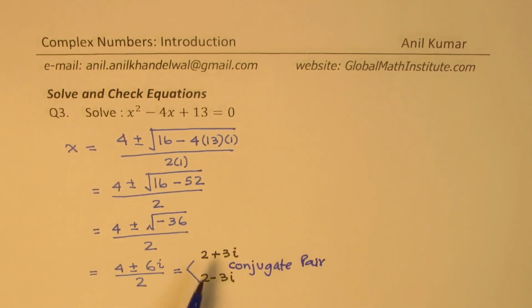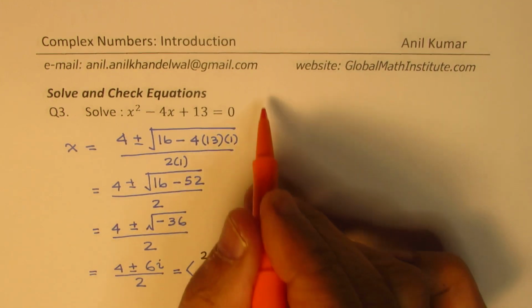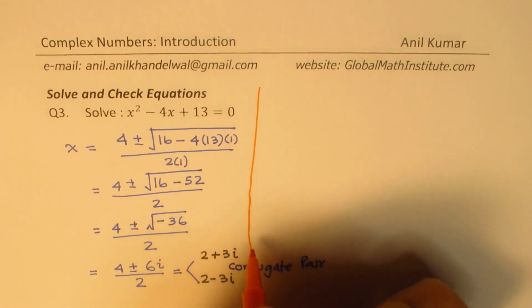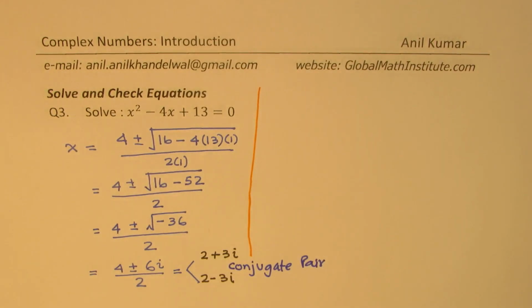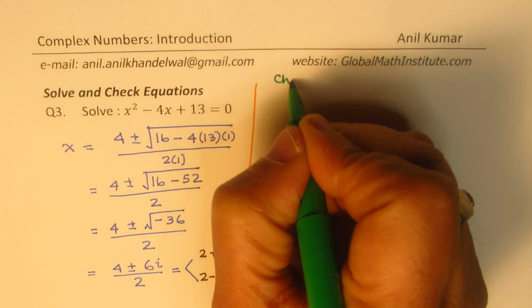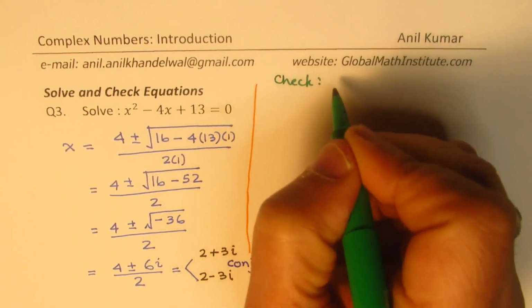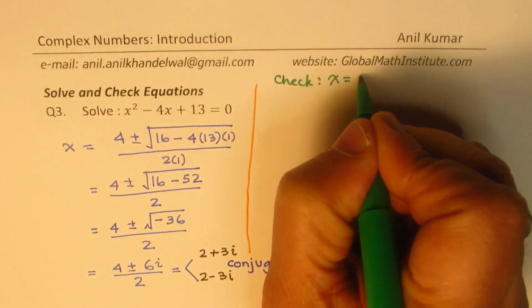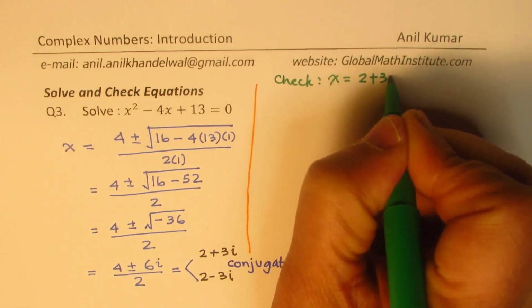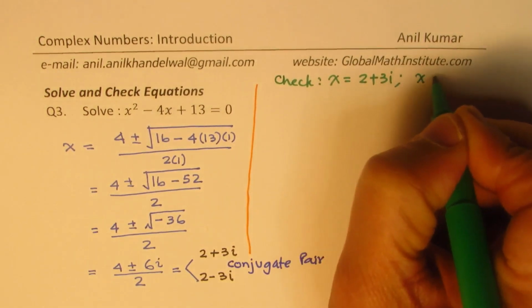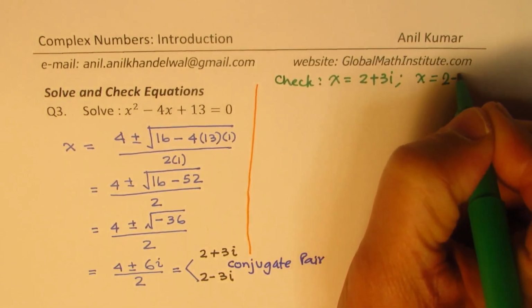Correct. So 2 plus 3i and 2 minus 3i are conjugates of one another. Now, that is the first part of the solution. Now we need to check if our solution is correct or not. So let's try to check this. We will check for x equals 2 plus 3i and also x equals 2 minus 3i.